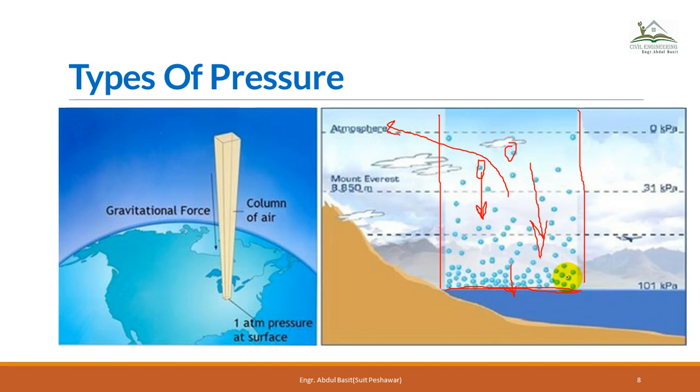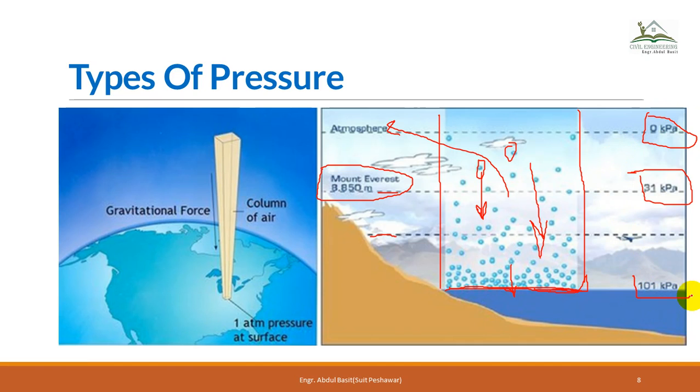Constant atmospheric pressure is that atmospheric pressure which is determined on the surface of sea level. And the other one is the local atmospheric pressure, which is determined at any elevation from the sea level. For example, here it is Mount Everest. On Mount Everest you can see that the pressure is 31 kPa, kilopascals. And above Mount Everest, in the space region, it is 0 kilopascal, no pressure is there.